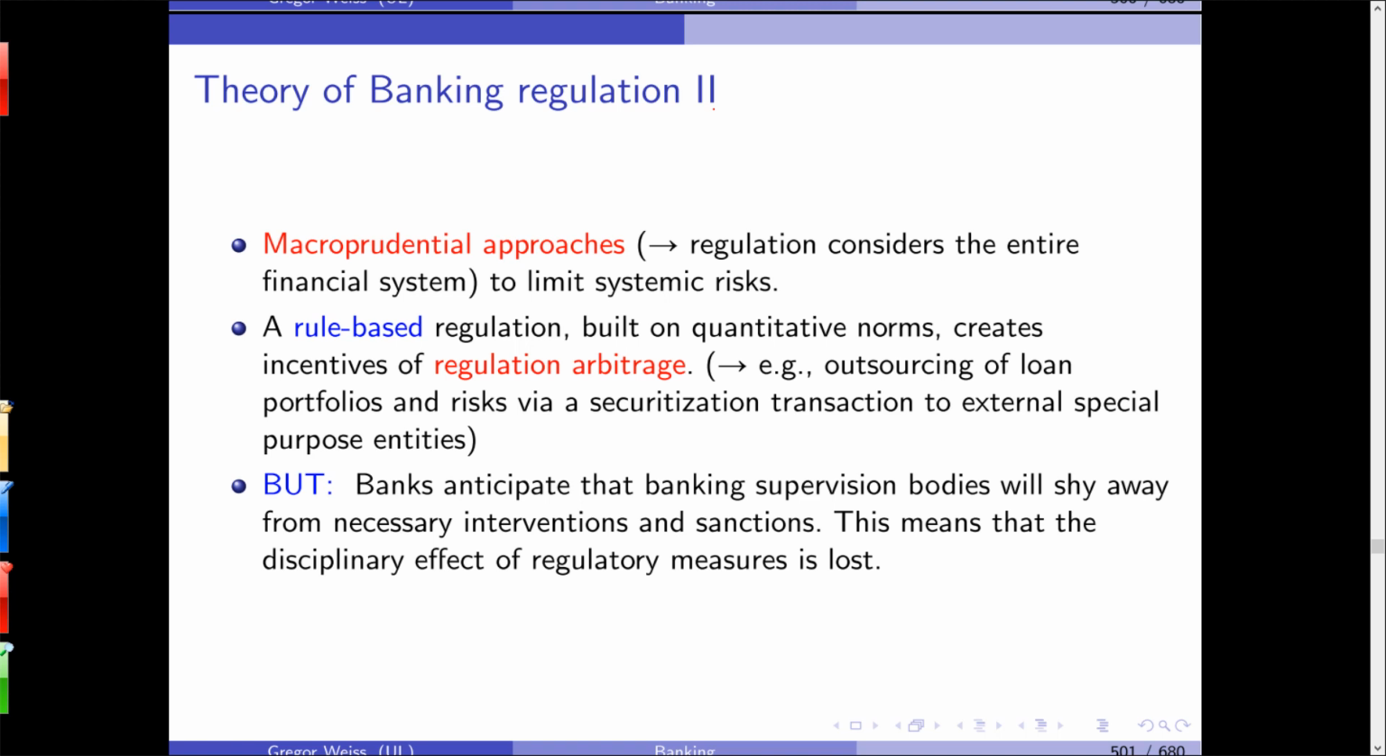Can you give me an example? Well, you can see outsourcing of loan portfolios and risk-weighted securitization transactions to external special purpose entities. Can you give me a good example of how you can exploit regulatory arbitrage?